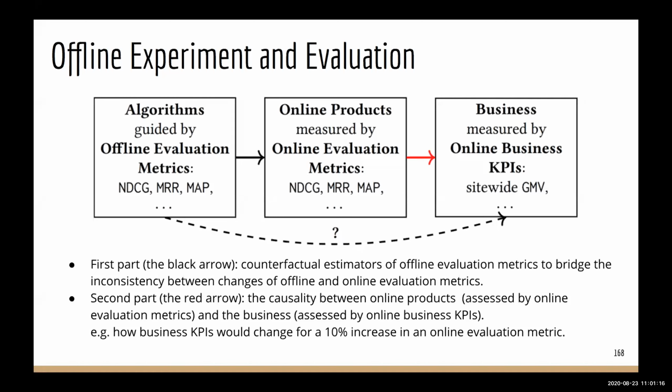What does that mean? What we want to derive is how much the business KPI would change for, let's say, a 10% increase of our NDCG. Our newest machine learning model improved NDCG by 5%, 15%, and we want to translate that into the change of the GMV, the revenue. If we can do that, that'll be great. Then we can have some evidence to guide our product evolvement.